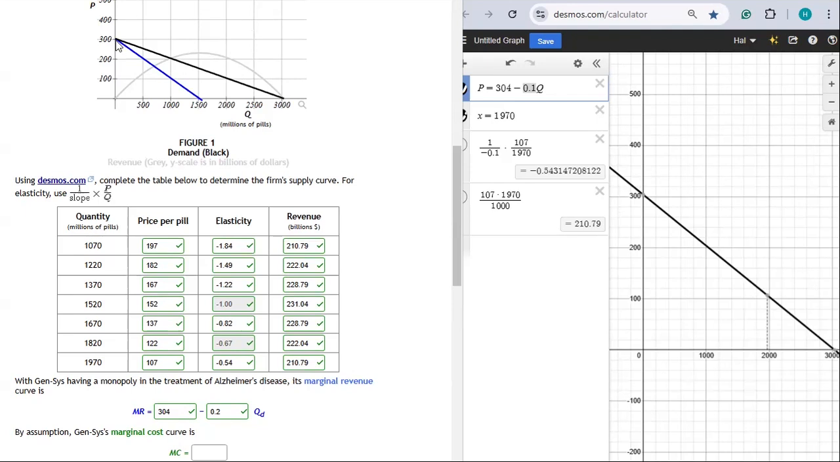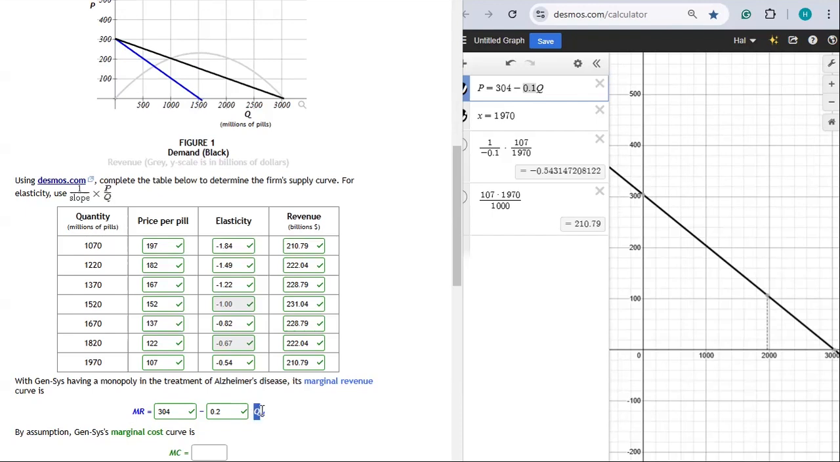Marginal revenue is the value of the slope at each quantity. So at a quantity of zero, the slope of revenue is at its highest value. The curve is steepest here. As quantity increases, the marginal revenue curve, the height of it, decreases because the slope of the revenue curve is getting closer and closer and closer to zero. Here it reaches zero. The marginal revenue curve reaches zero at this quantity, which is 1520. At 1520, marginal revenue is zero.